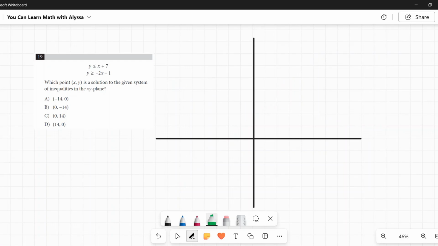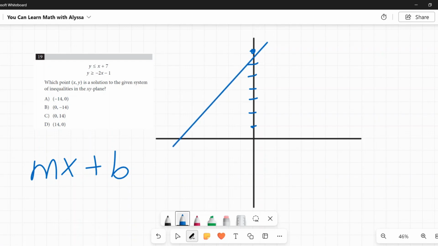So first, y is less than or equal to x plus 7. We're going to graph this just like a regular line at first, and then we're going to deal with the shading. So x plus 7. We're doing things in that y equals mx plus b format. B is the y-intercept, m is the slope. So here, 7 is my y-intercept: 1, 2, 3, 4, 5, 6, 7. And my slope is 1. So up 1, over 1, down 1, over 1.